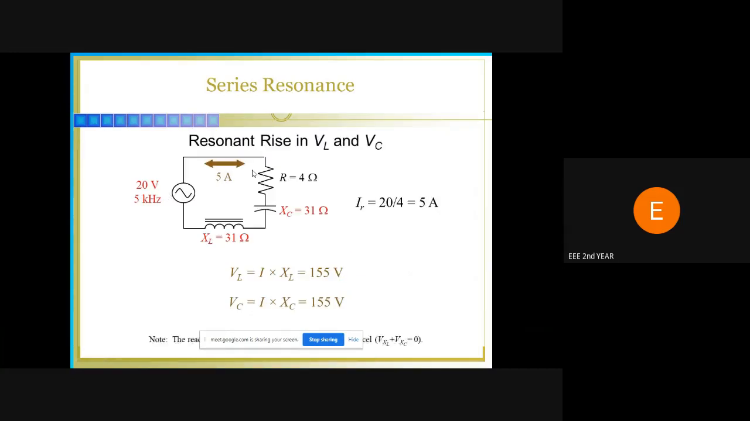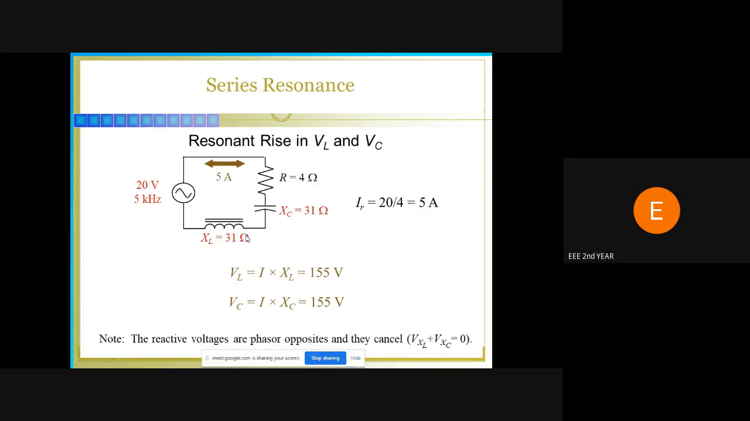Let's discuss this circuit. Here we have RLC: R value is 4 ohm, XC is 31, XL is 31. Both are the same, XC is equal to XL. From this we have to find the current value. See here, IR is equal to 20 divided by 4. So the total current flowing in the circuit is 5 amps.